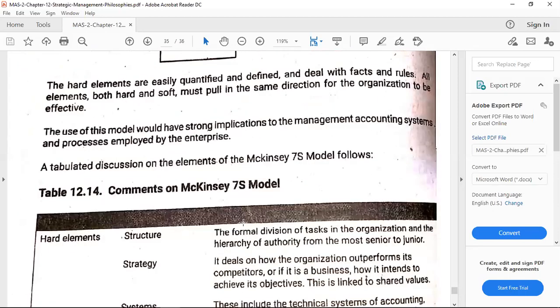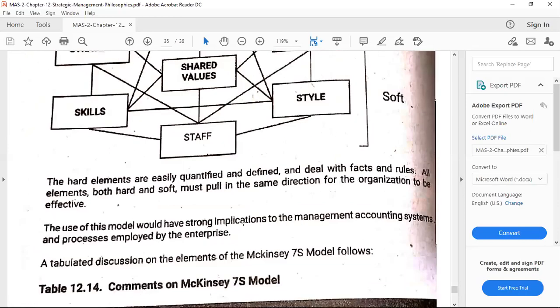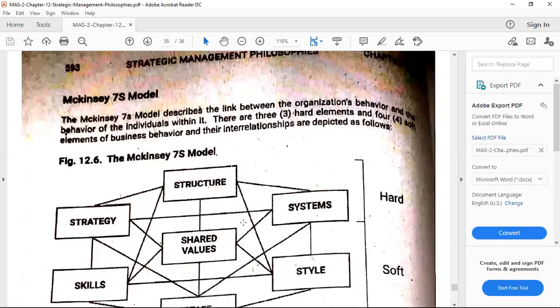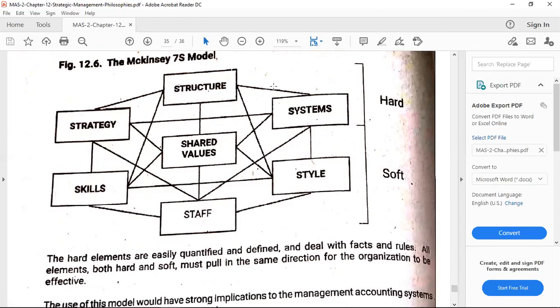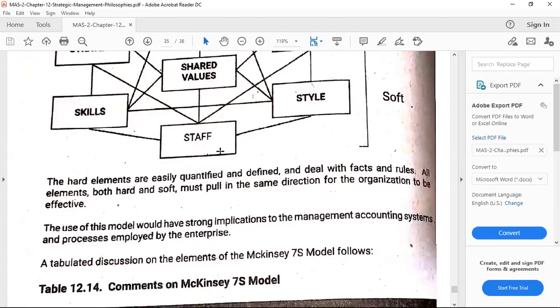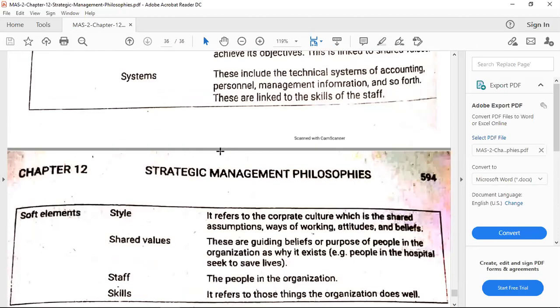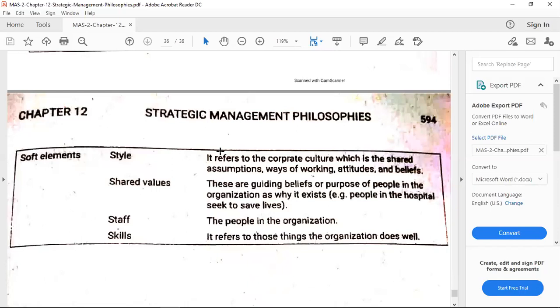So in this case, we can learn that in a particular company, there is a link between the organization's behavior and the individuals within it. So there's a link between the hard elements, which are normally set or coming from the top, and then the lower ones coming from the people composing the organization or business.